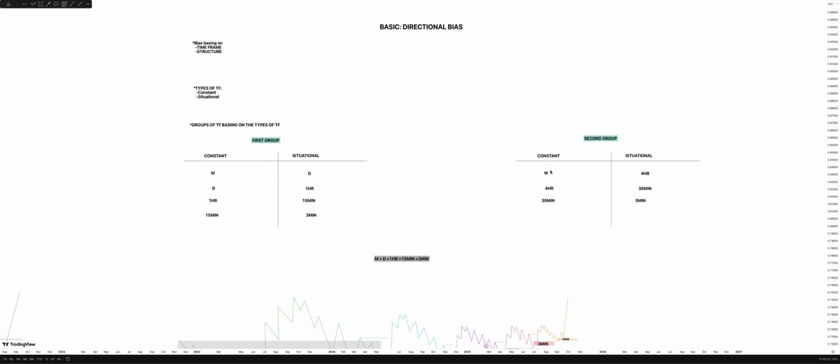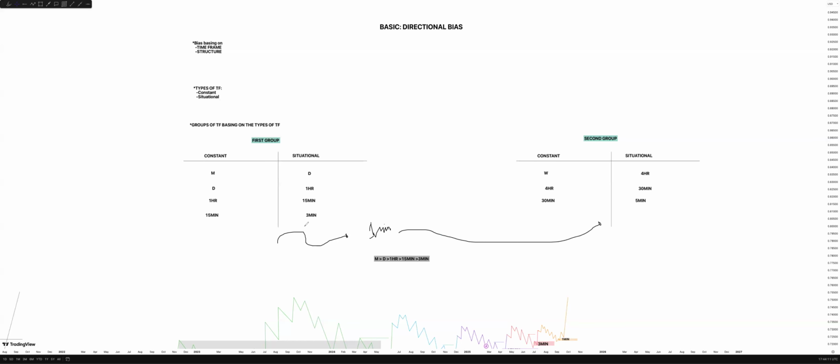The second group: once the weekly is the constant time frame, we consider the 4 hour as our situational time frame. Once the 4 hour is the constant time frame, we consider 30 minutes as our situational time frame. Once 30 minutes is the constant time frame, we consider 5 minutes as our situational time frame. Between these two groups, we have a specific time frame which we consider the universal time frame, which can be used in both groups: the 1 minute time frame.